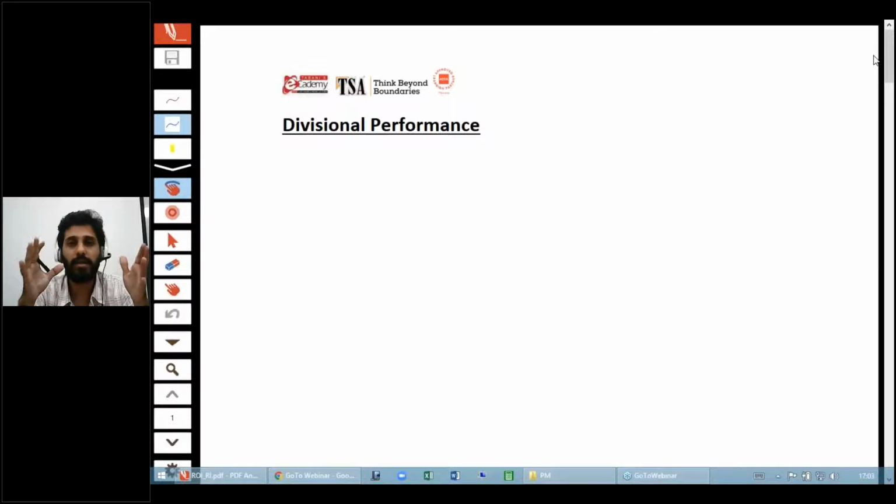The performance measurement area is worth approximately 20% in your exam, and one case OTQ is examined from the costing area, which we had already discussed, right? So now I'm going to discuss this area, the divisional performance.